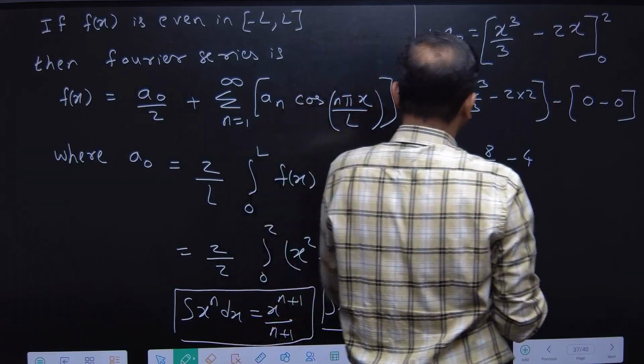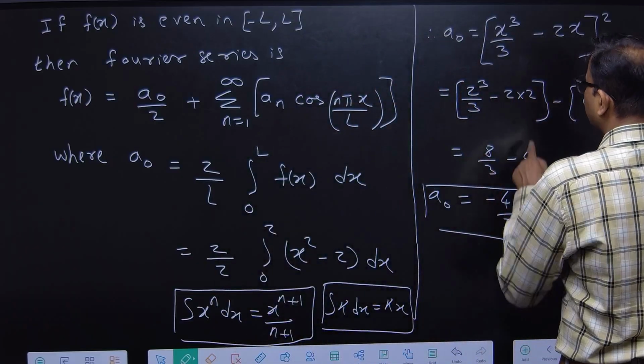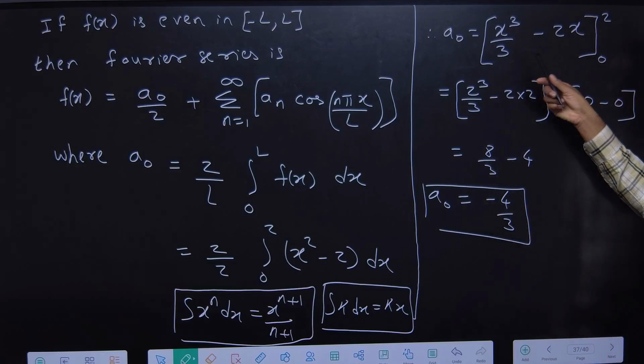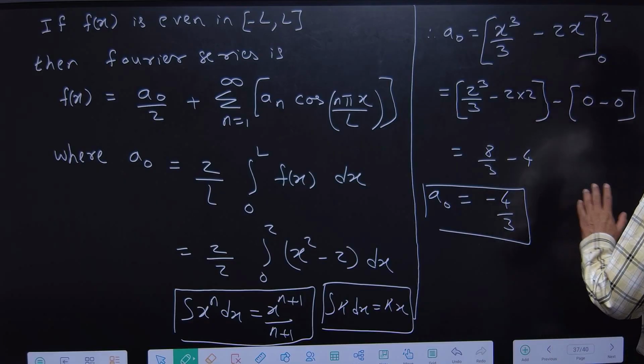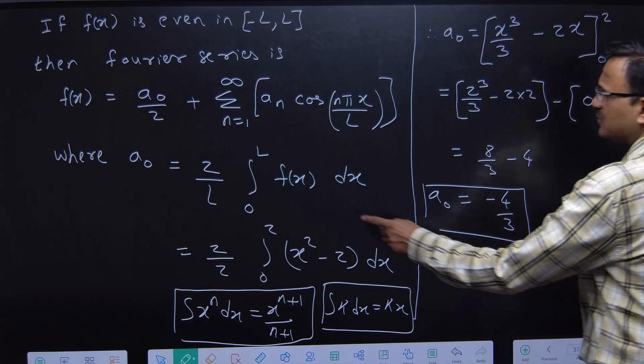Correct? 2 cube is 8. When you put the upper limit, it comes out as 8 by 3 minus 4. So it is minus 4 by 3 is the value of a0 that we have found out.